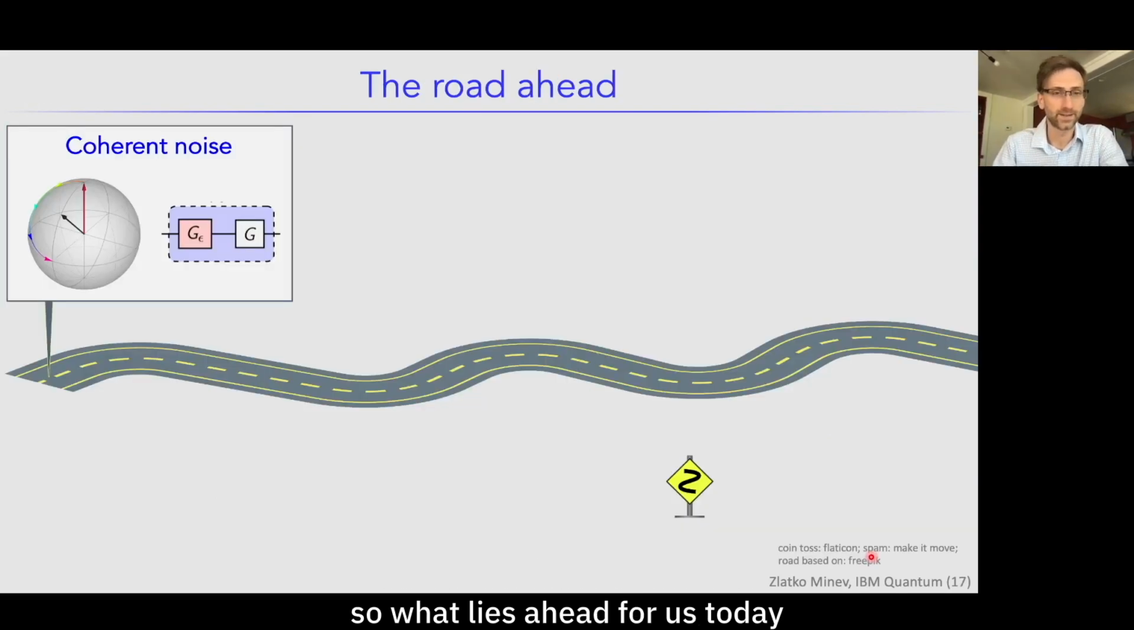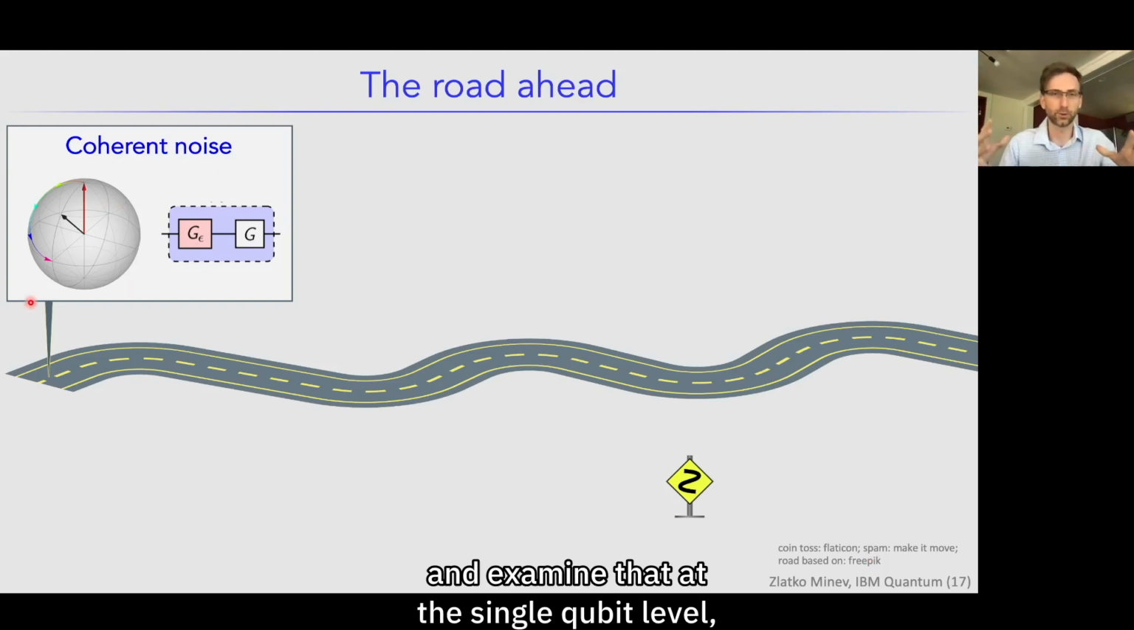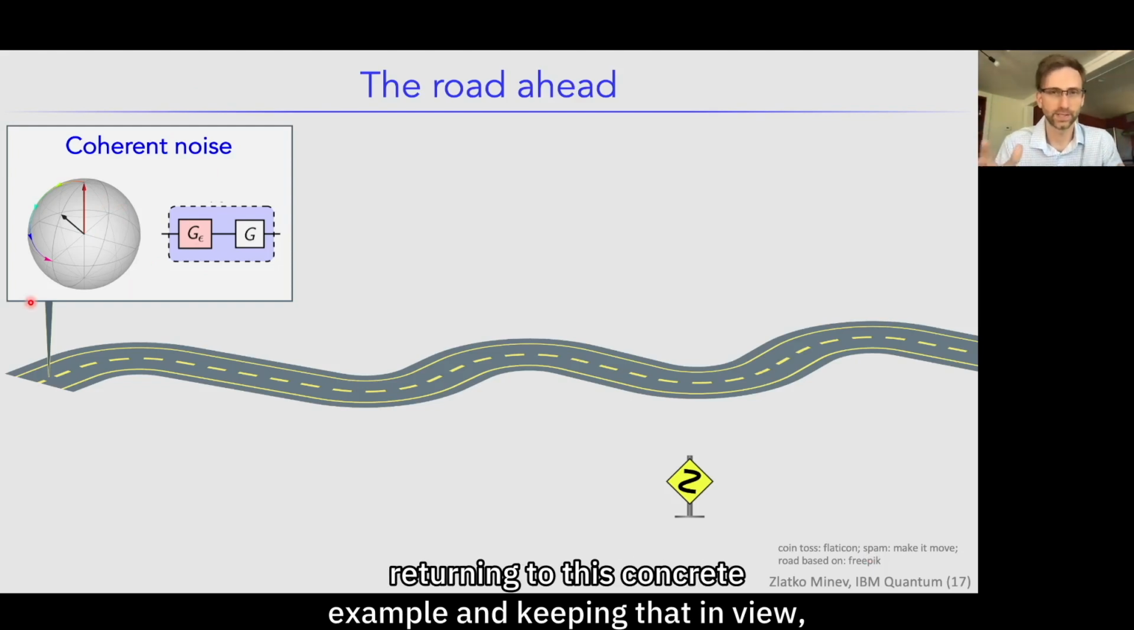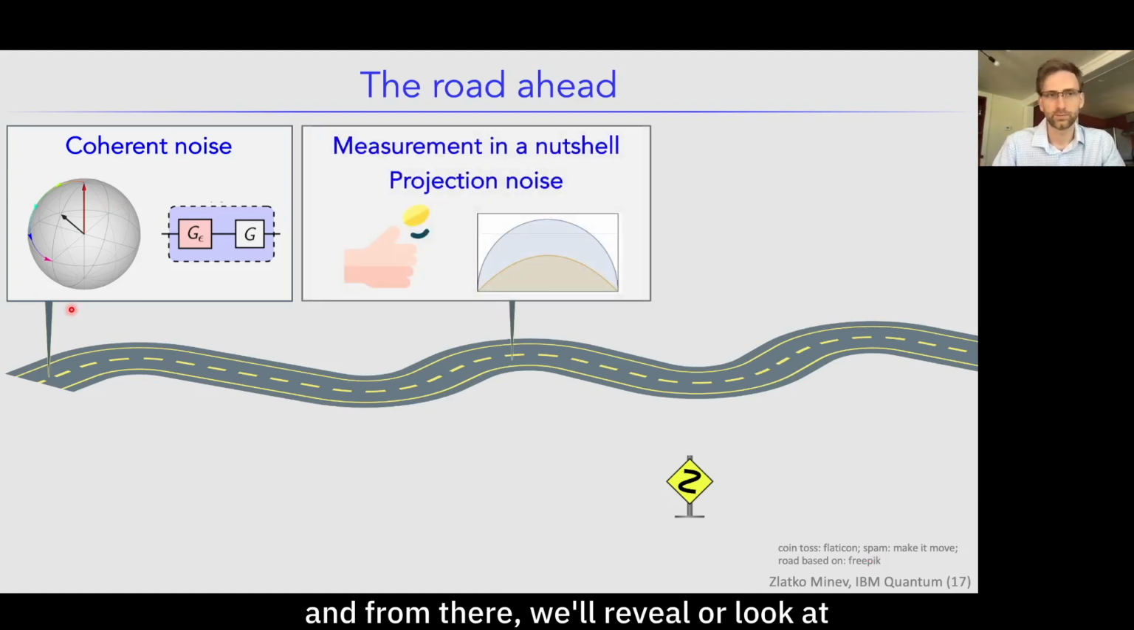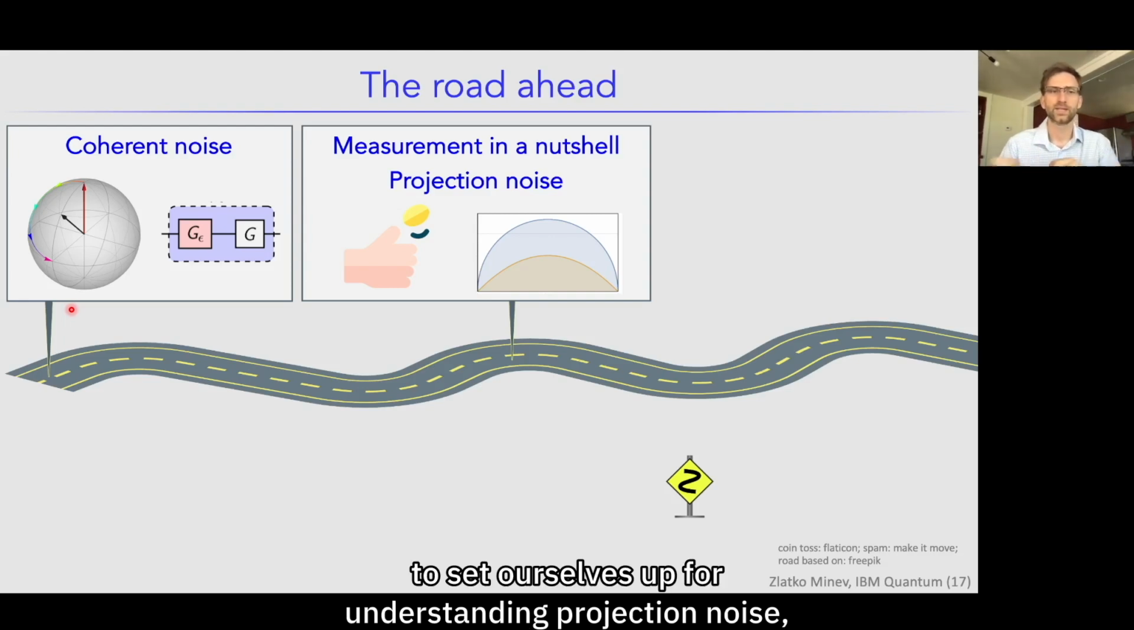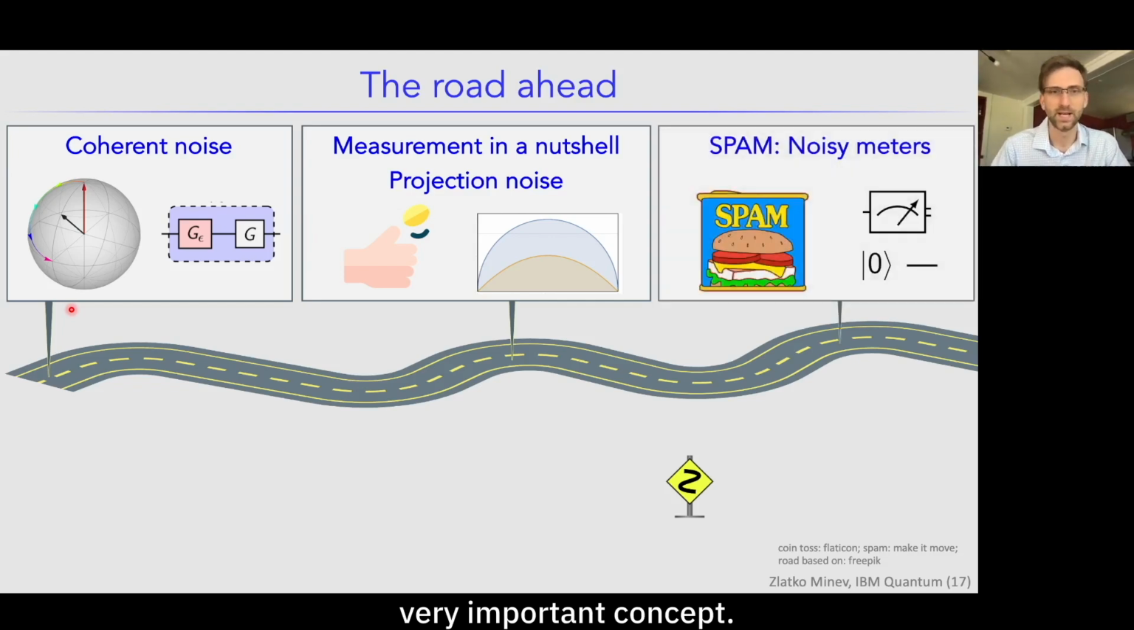So what lies ahead for us today on our journey and on our road? We'll start off with coherent noise and examine that at the single qubit level, returning to this concrete example and keeping that in view. And from there, we'll look at how measurements work at the level of a theory in a nutshell, to set ourselves up for understanding projection noise, a very important concept.